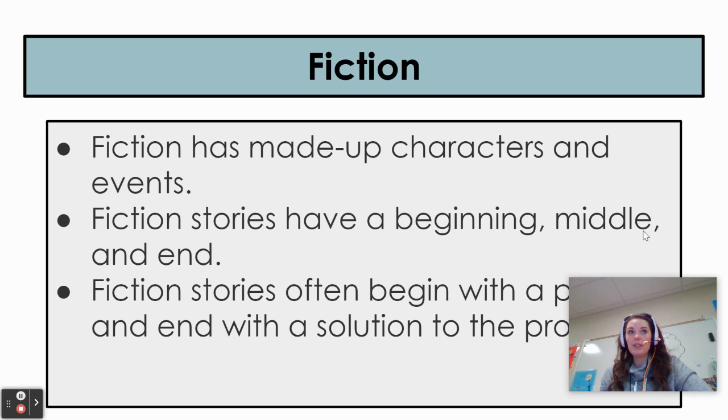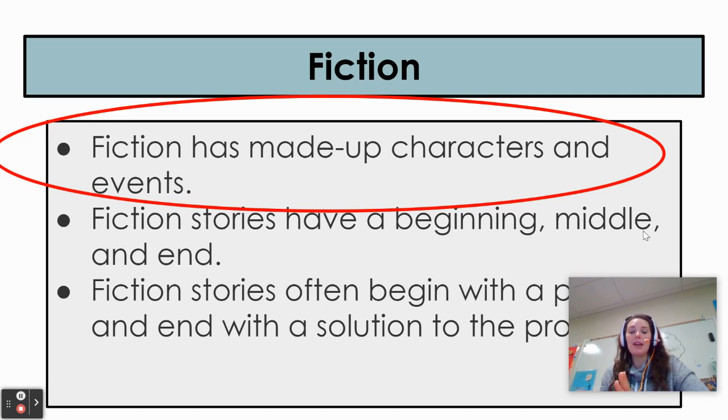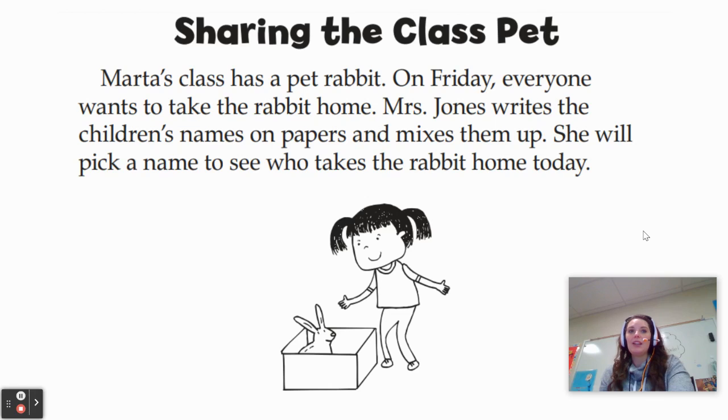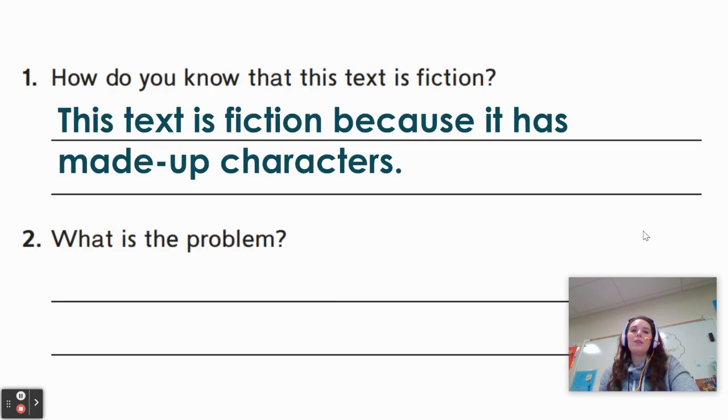Our story was pretty short, but we learned about Marta and her classroom pet. I don't know Marta, and I think that this character was maybe made up by the author. So Marta is not necessarily a real person. She is made up. That is one way we know that this is a fiction story. It has made up characters. So how do you know that this text is fiction? This text is fiction because it has made up characters.